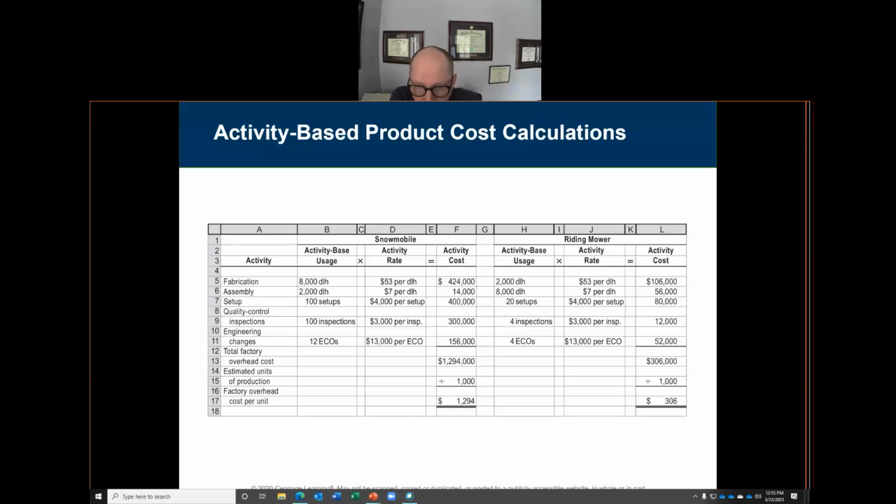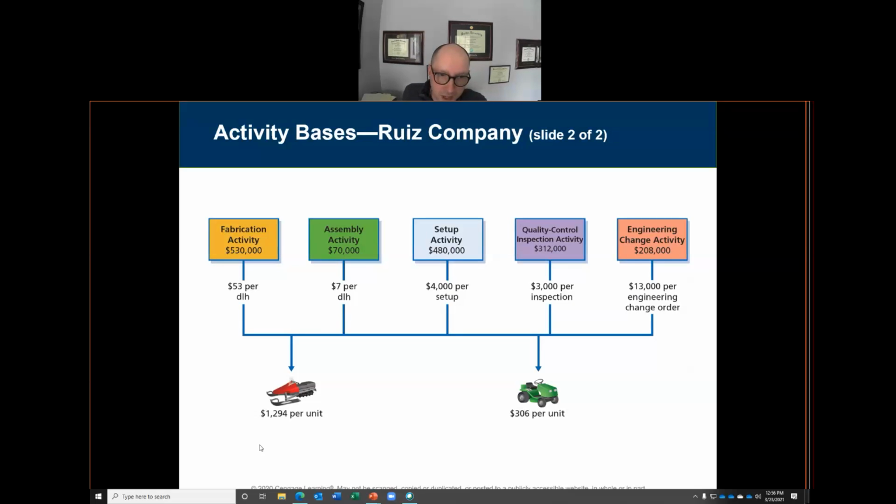We're going to produce 1,000 snowmobiles. So we take the 1,294,000 divided by 1,000 snowmobiles. Gives us a total factory overhead per snowmobile of 1,294. We apply the same process for the riding lawnmowers. For the riding lawnmowers, the total factory overhead cost is $306,000. We're going to produce 1,000 riding lawnmowers. That gives us a total factory overhead per unit of $306 per riding lawnmower. This is how we got there.